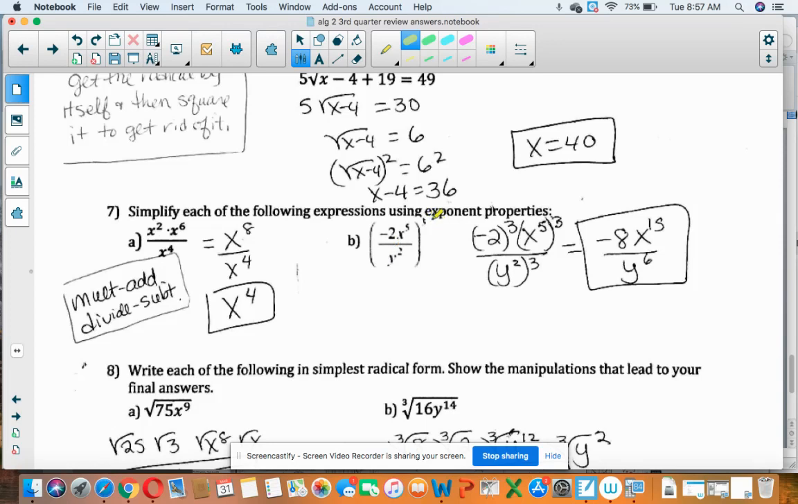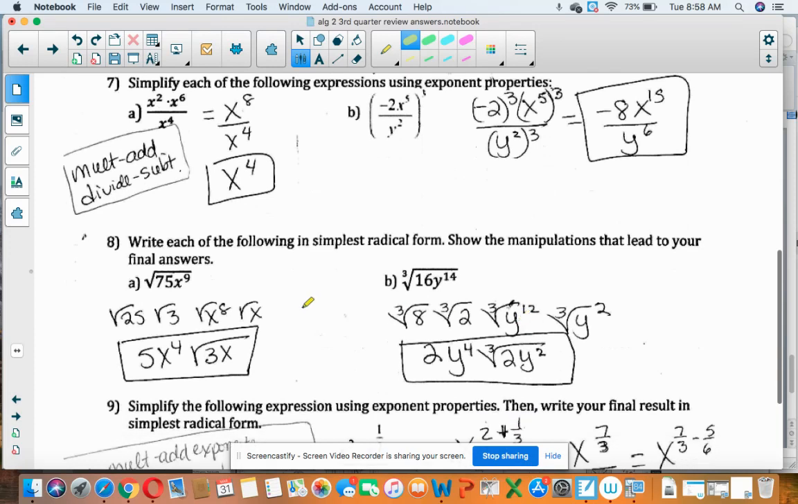This came out a little blurry. This is a 3 right there. So everything basically is to the third power. The negative 2 is to the third power, and the x to the 5th is to the third power, and the y squared on the bottom is even to the third power. So negative 2 to the third power is negative 8. For the x to the 5th, it's a power to a power, so you're multiplying these, and it's x to the 15th. And on the bottom, a power to a power, you're multiplying, so that's y to the 6th.